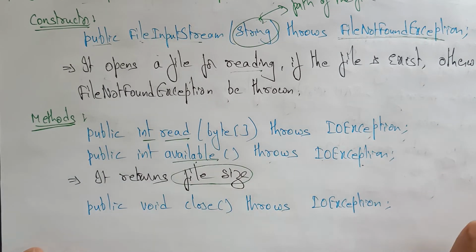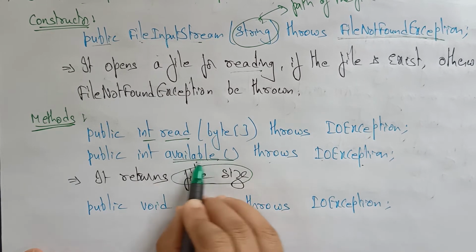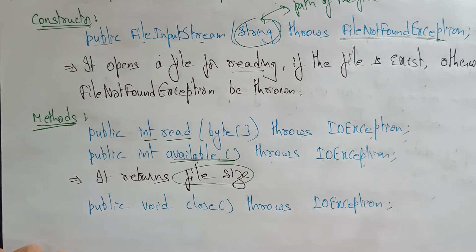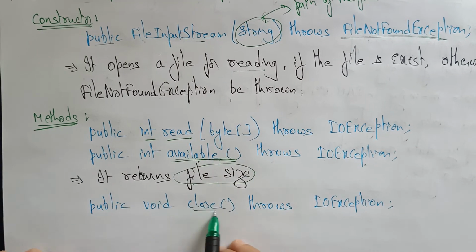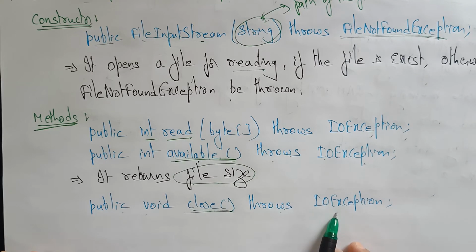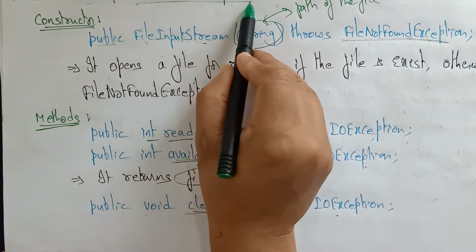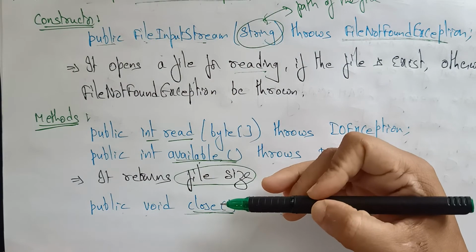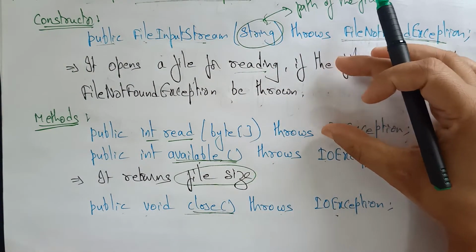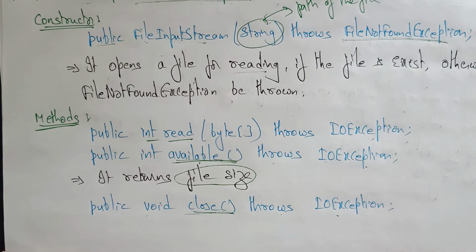First try to open a file for reading. After that, we find the file size by using the available method. The available method is used to find the file size. After performing the reading, we have to close the file by using the method void close, which throws IOException. Whenever you type this command, many methods and constructors will appear. Whatever your requirement is, you need to take those methods and constructors.